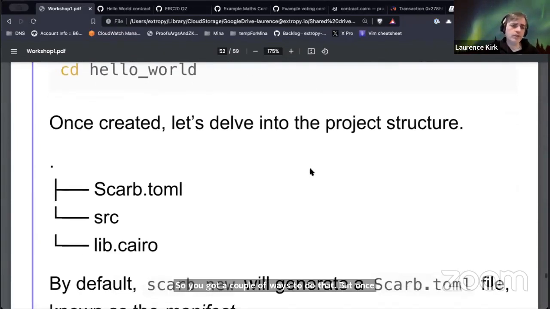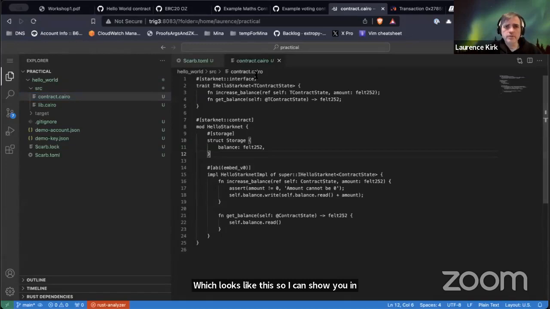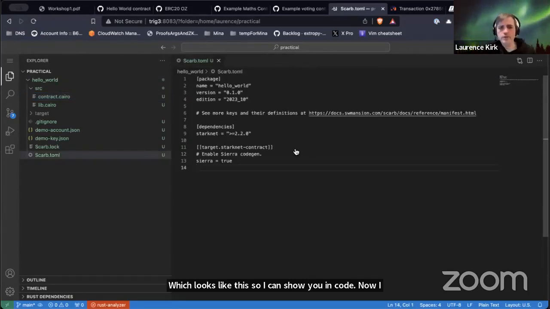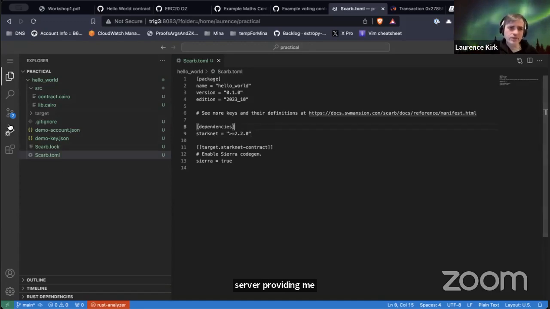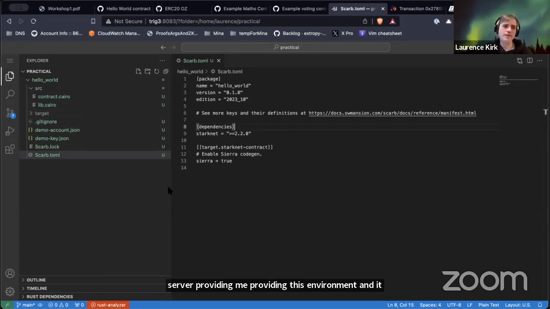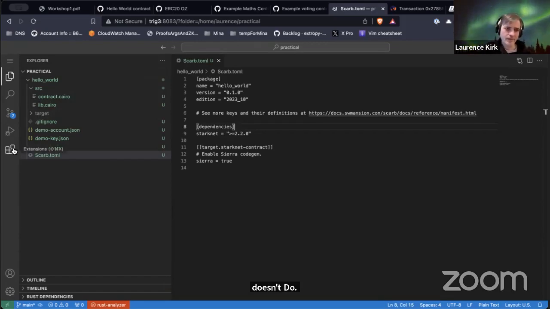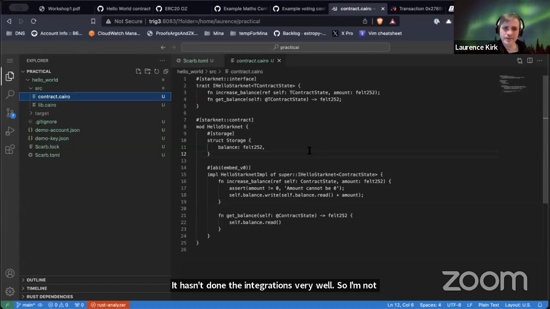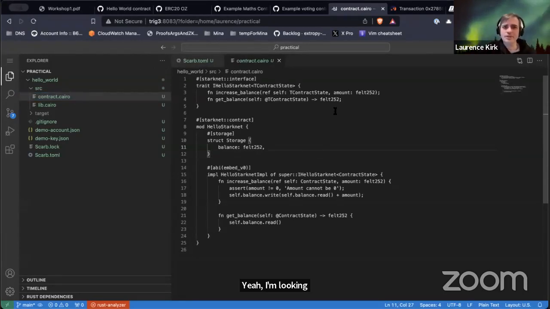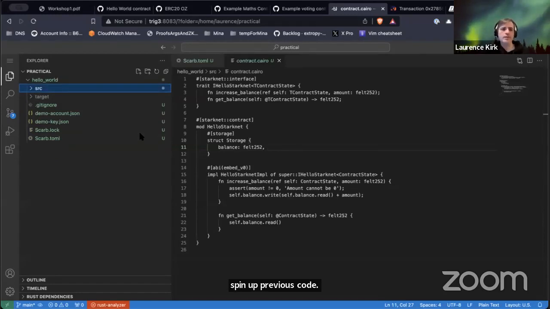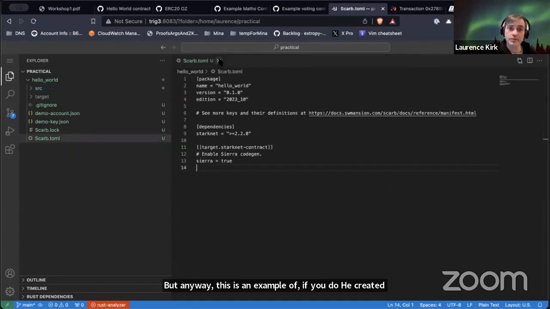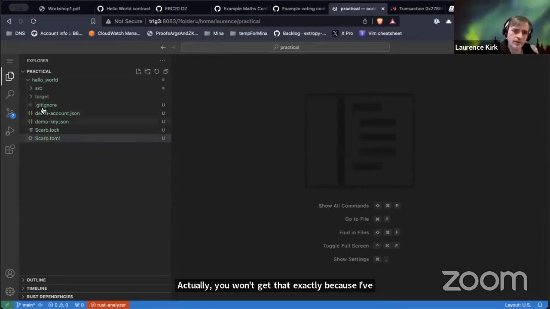Once it's done, it'll create you a default project, which looks like this. So I can show you in code. Now, I do apologize. I've got a code server providing this environment, and it hasn't done the integrations very well, so I'm not getting syntax highlighting. I do apologize for that. But it was easier to do this than spin up VS Code. Anyway, this is an example of if you create a Hello World project, you'll get something like this.